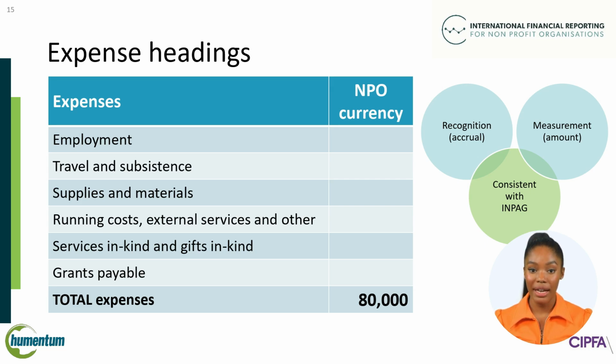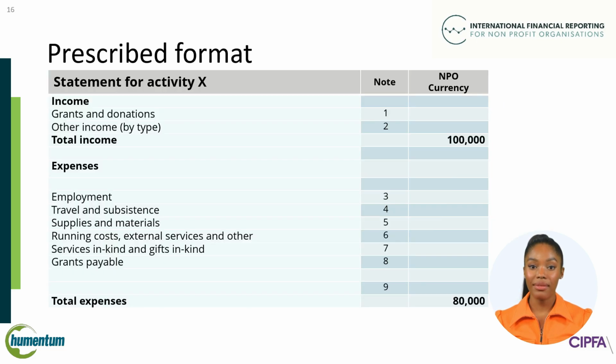All expenses related to the specified activity have to be recognized on an accrual basis, consistent with the recognition and measurement requirements of INPAG. The prescribed statement format starts with income, followed by expenses. In this simple example, we have income of 100,000 and expenses of 80,000 as shown.